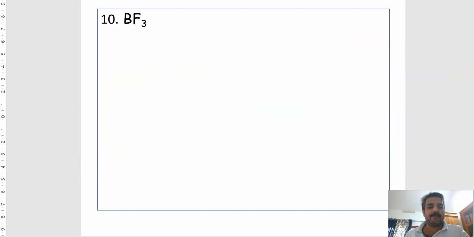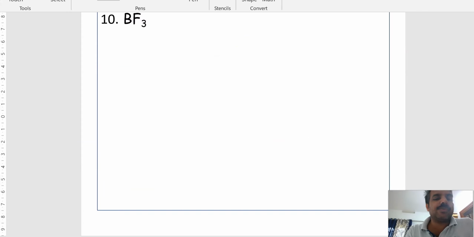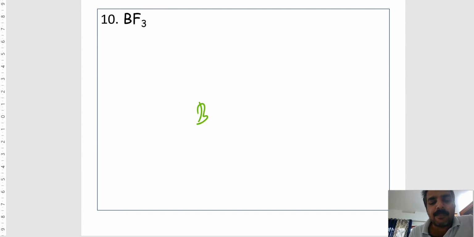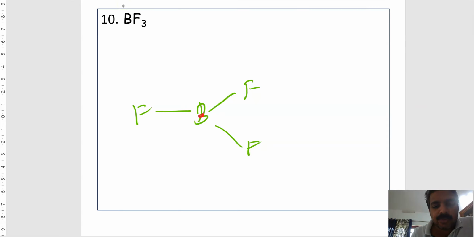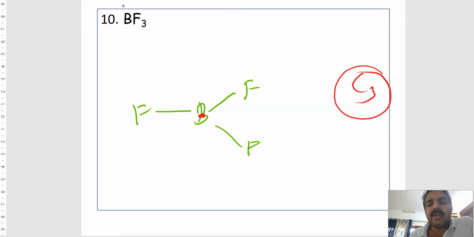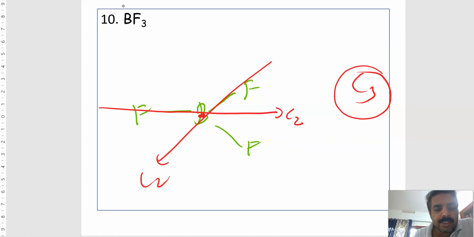Next is BF3. What is the shape of BF3? The shape of BF3 is trigonal planar. It's a very simple molecule. What is the highest rotation axis? Yes, of course, there is a C3 axis passing through the center of this boron and perpendicular to this plane. C3 is the highest rotation axis. And there are three C2s. This is a C2 axis. This is another C2 axis. This is another C2 axis.